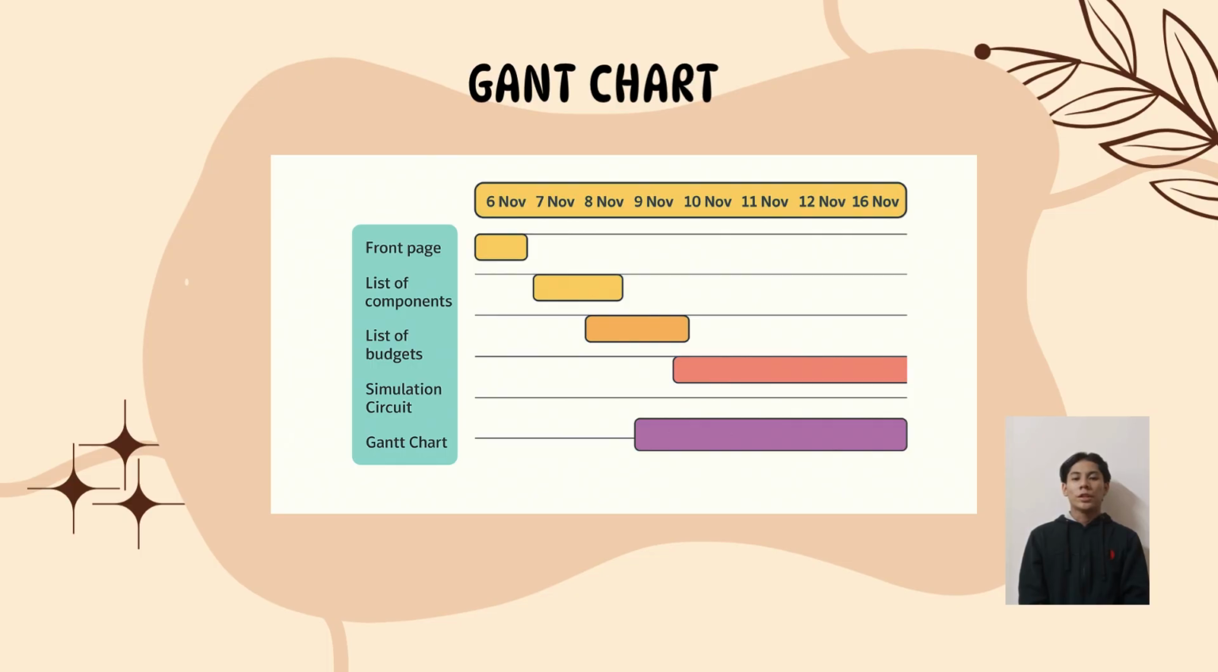For the fourth day, I start doing the Gantt chart, so I will not miss the planning of the process from our project. And finally, Alif Aiman does the simulation circuit to make sure the project will progress steadily. Overall, the Gantt chart helps us to plan our project perfectly.